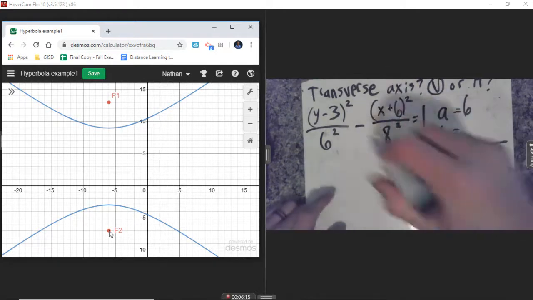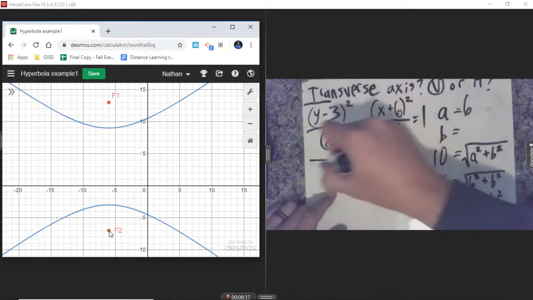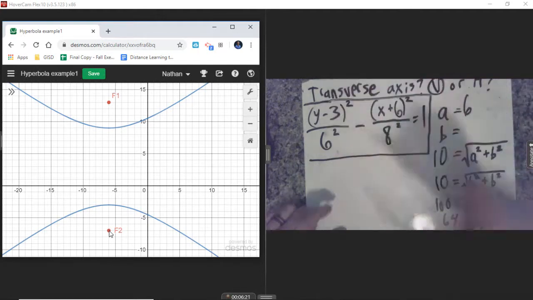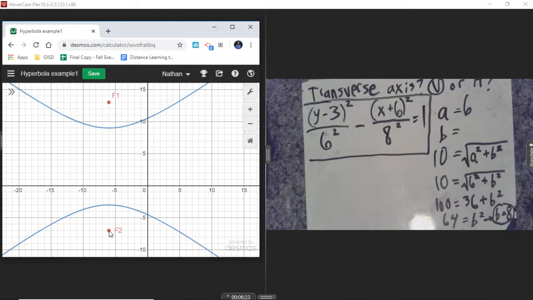So that would be the equation for this particular hyperbola. It's a little bit weird with A, B, and C there. You've got to actually use that C to help you find B in this particular example. So you've got to really understand what C is. C is that distance between the center to one of the foci. So either one doesn't actually matter.